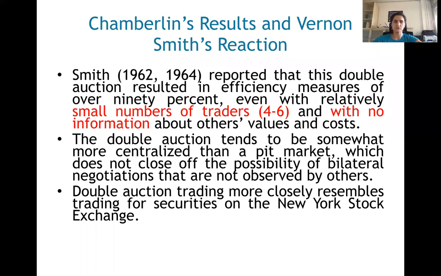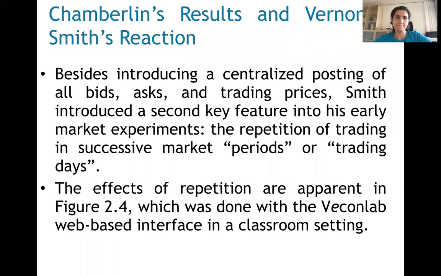The double auction tends to be somewhat more centralized than a pit market, which doesn't close off the possibility of bilateral negotiations that are not observed by others. Double auction trading more closely resembles trading for securities on the New York Stock Exchange. Besides introducing a centralized posting of all bids, asks and trading prices, Smith introduced a second key feature into his early market experiments: the reputation of the trading in successive market periods or trading days.